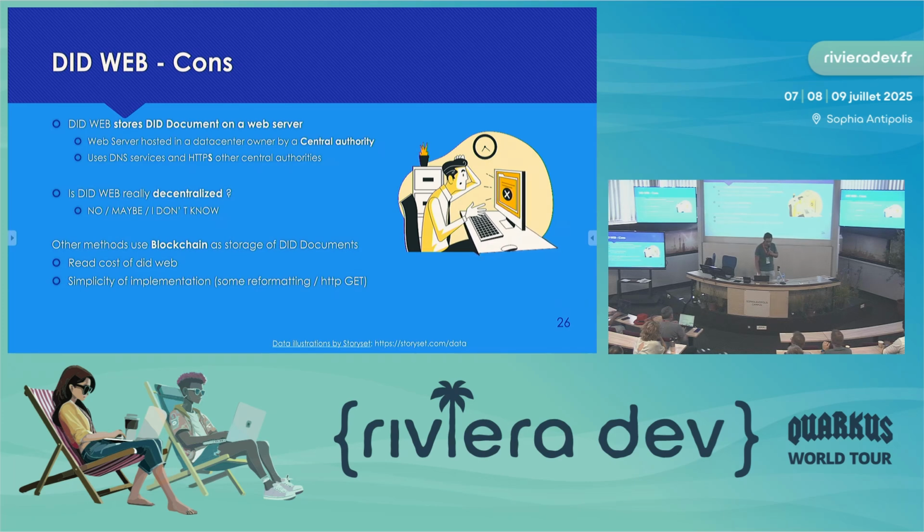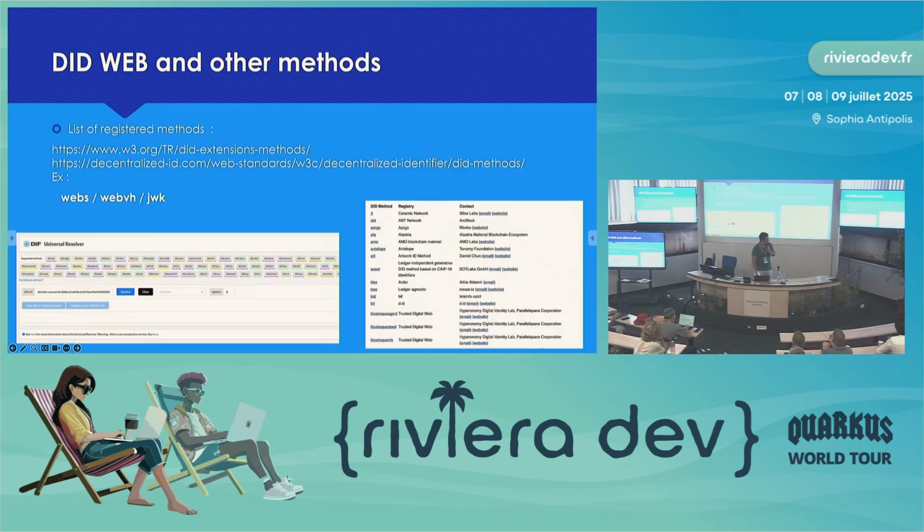But it's really liked because of the simplicity: it's just an HTTP GET with some formatting, and we often know how to do this kind of HTTP call. If you don't like it, just go to the list of the DID extension methods. You will have a lot of methods that implement DID, so you don't have to stick to DID web. There are a lot of them you can use, with blockchains as I mentioned, or other databases.